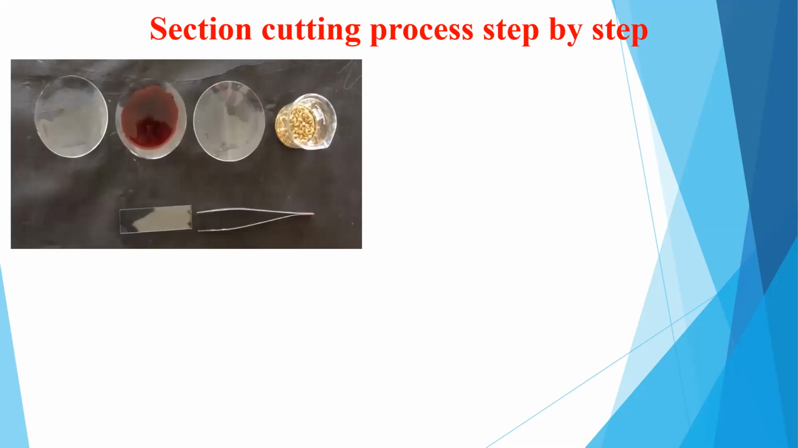Now, the section cutting process step by step. First of all, these are the requirements for this section cutting process of fennel. 3 watch glasses: 2 watch glasses are full of water, and 1 watch glass is full of safranin solution for the staining purpose. 1 beaker which is full of water, and some fennel fruit are there. 1 microscopic slide and 1 forceps.